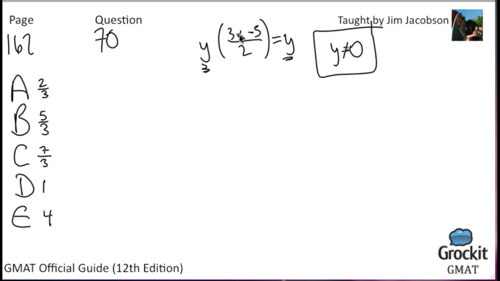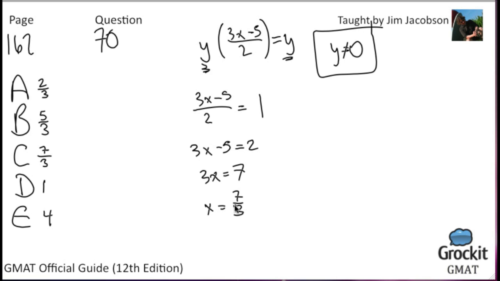So right now we start out with one equation with 2 variables, but one of the variables is about to go away. Divide both sides by y, and we end up with just 3x minus 5 over 2. y divided by y equals 1. No more y. Bye-bye y. Multiply both sides times 2, we get 3x minus 5 equals 2. Add 5 to both sides, 3x equals 7. Divide both sides by 3, x equals 7/3. Choice C.